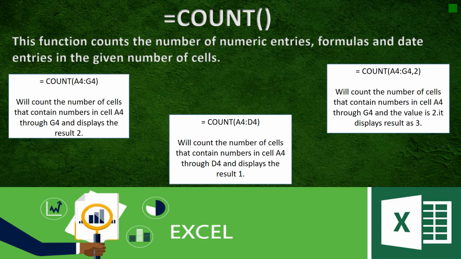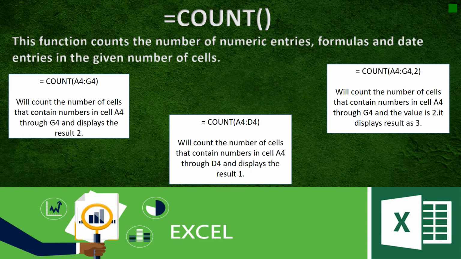I have shown here 3 examples of how we can use the COUNT function. Suppose I am using A4 to G4; it will count the number of cells that contain numbers in A4 through G4. It will display the result 2, meaning it counts the values and shows the count. Next, if A4 to D4, it will count through A4 to D4 and display the result as 1.